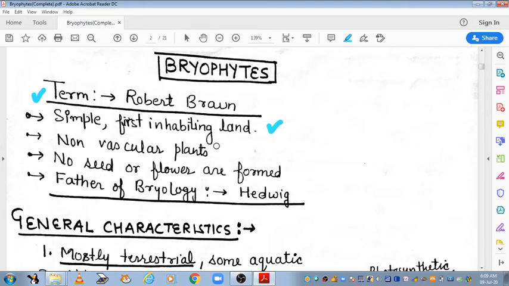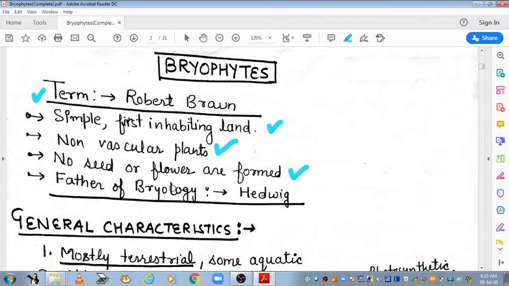Second, these are non-vascular plants. They do not have vascular tissue, that is xylem and phloem. Next, no seed and flower are formed. ना ही इनमें सीड की फॉर्मेशन होती है और ना ही फ्लावर की फॉर्मेशन होती है.